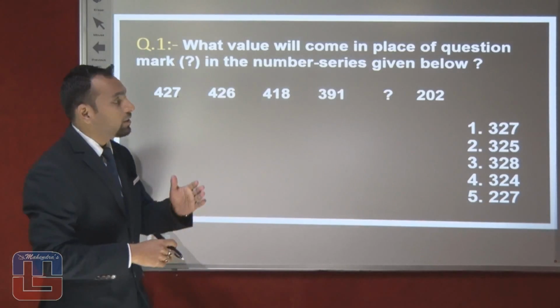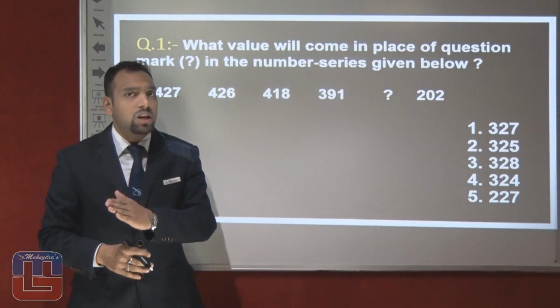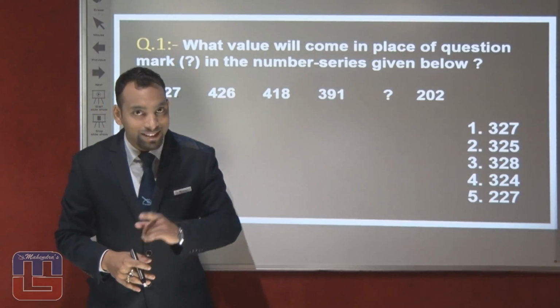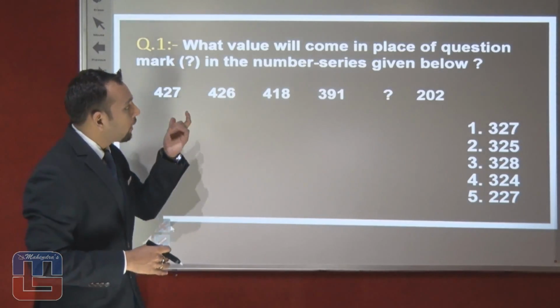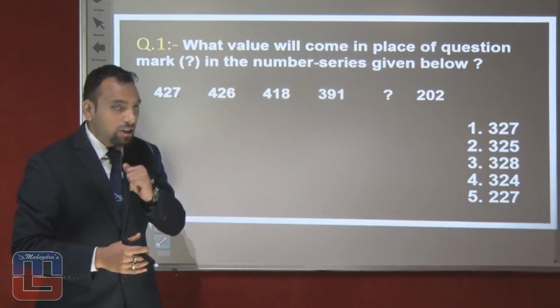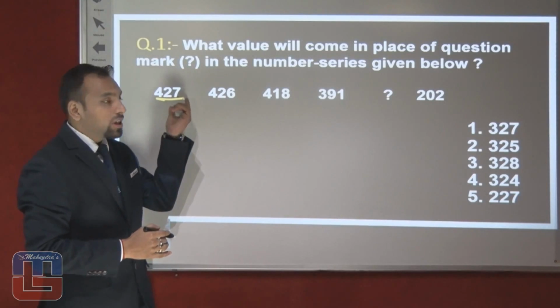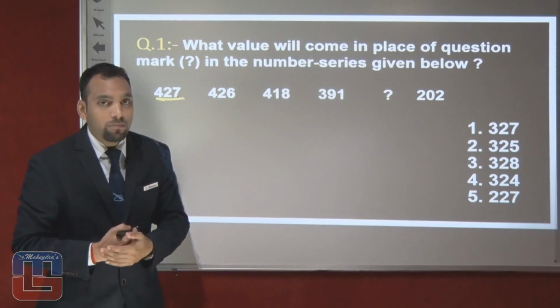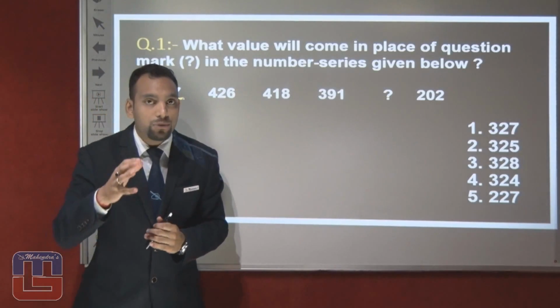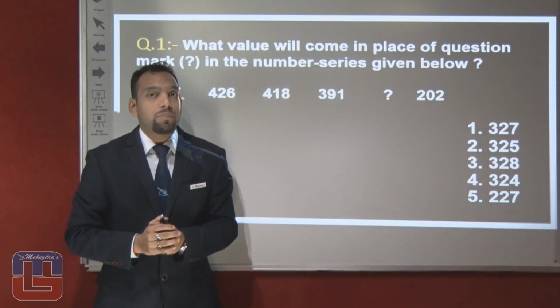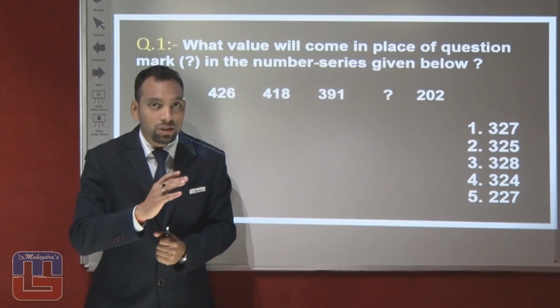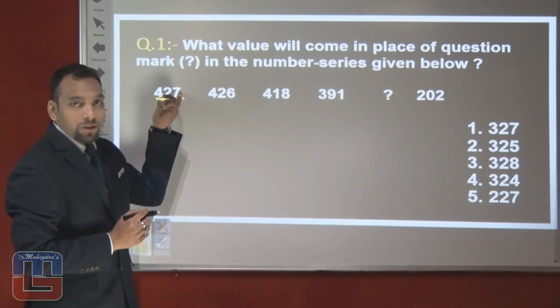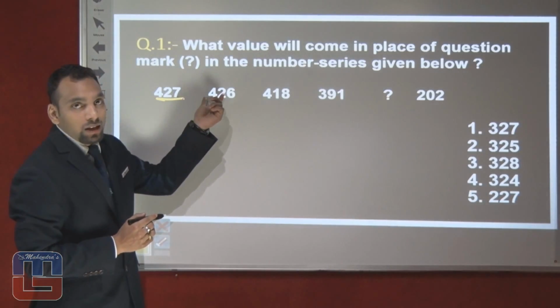If you see this number series, the first thing you have to keep in your mind while solving it is that, firstly, look at the numbers. The first number you can see here is 427, then 426, 418, 391, then a question mark, and then 202. You have to find the value of the question mark. So how will you calculate? Now see, this is 427 and this is 426.